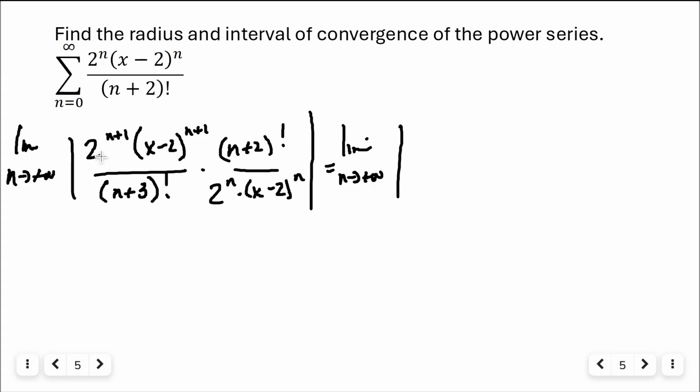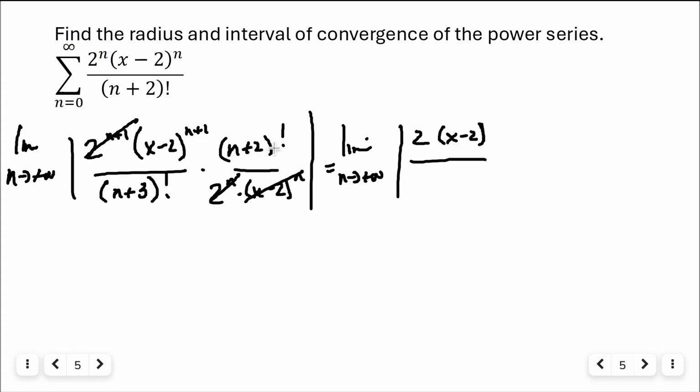Let's see, 2 to the n plus 1 over 2 to the n. There's one more power of 2 up there than in the denominator, so there's a 2 up on top. x minus 2 to the n plus 1 over x minus 2 to the n. There's one power left of x minus 2 that's there.